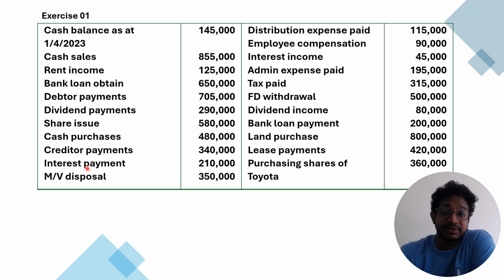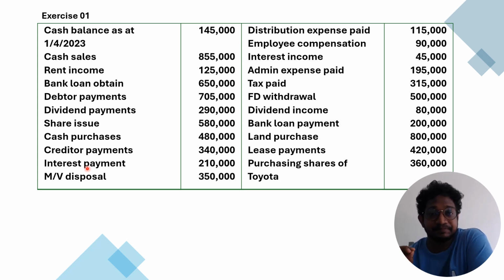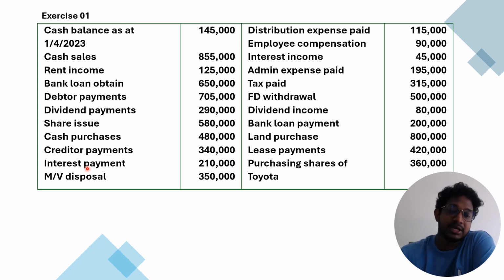Interest payment. With this interest payment and tax payment, there is a specific place to record that under operating activities. So we have to record that interest payment and tax payment under operating activities. Motor vehicle disposal, anything that relates to property, plant and equipment, you have to record in investing activities. Whether it's a property, plant and equipment purchase, you have to record that as cash outflow. And if it is disposal, you have to record that as cash inflow. And the expenses payments, distribution, administration, employee compensation, all these expenses payments you have to record under operating activities as cash outflow.